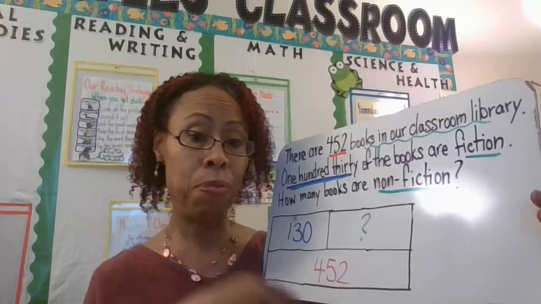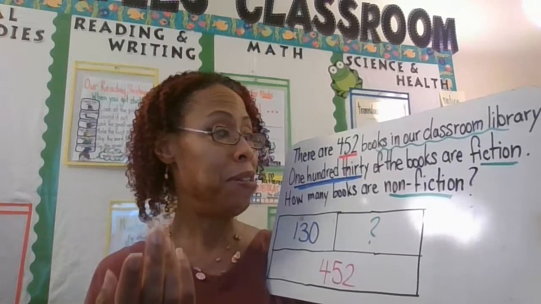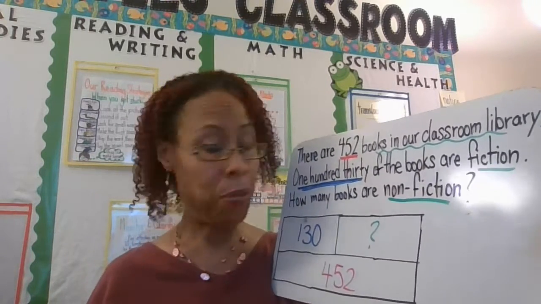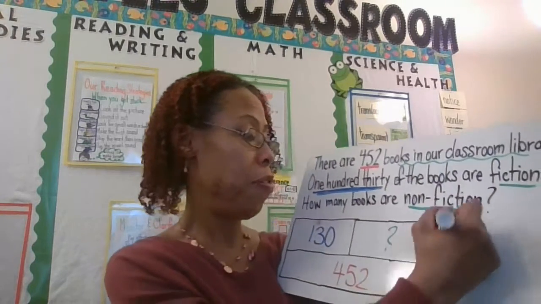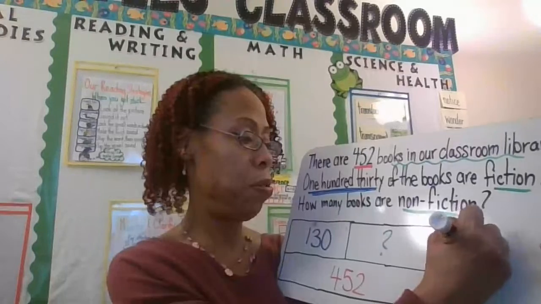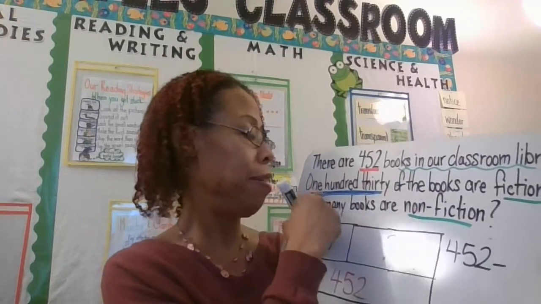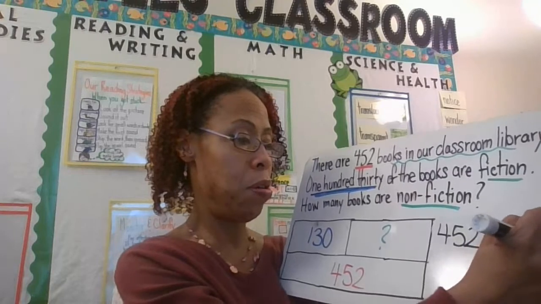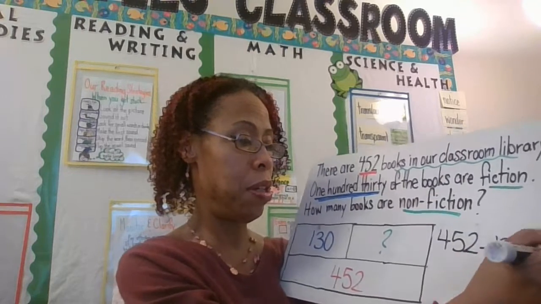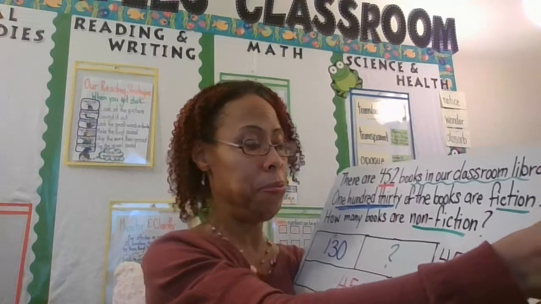All right, so now what we're going to focus on is the fact that there are 2 or maybe more different ways that we can write these equations. So let's look at one of them. So first way we can write it is 452 minus 130 equals question mark. All right, so that's one way.